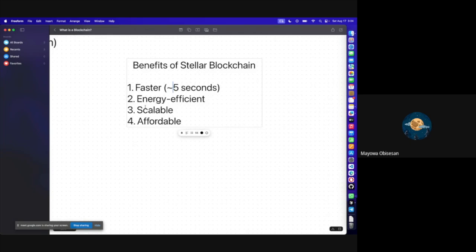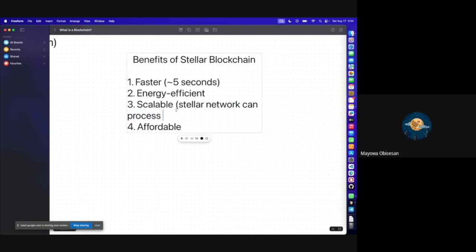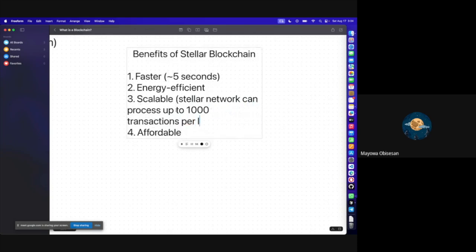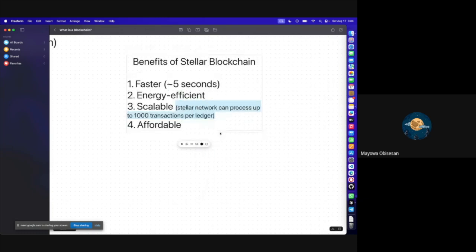And then the third thing that stands out as a benefit of the Stellar blockchain is that it is scalable. You are sure that you can process up to 1,000 transactions per ledger. And by ledger, in this case, what I mean is what you understand by blocks in other blockchains. So let me just talk a bit about that.